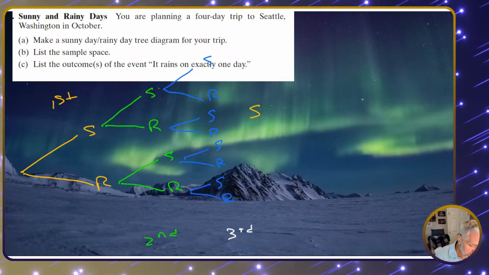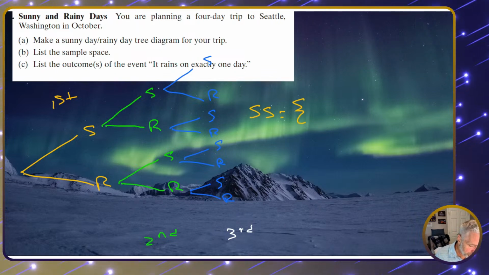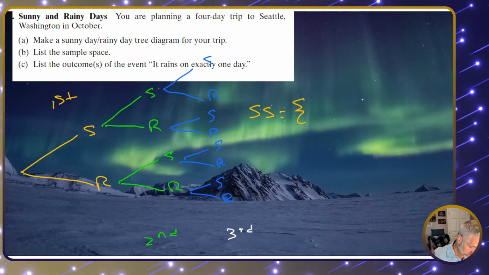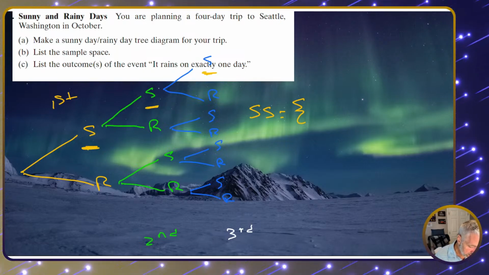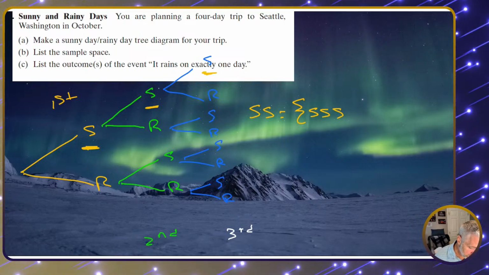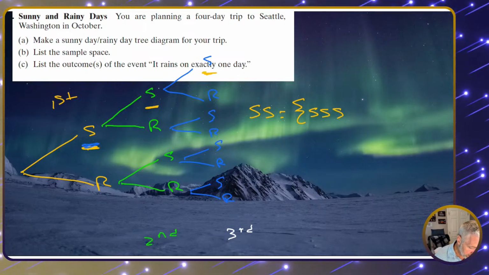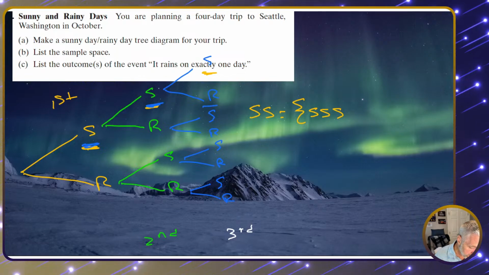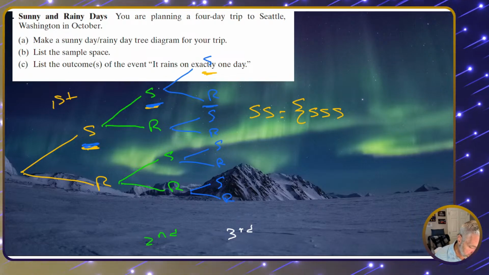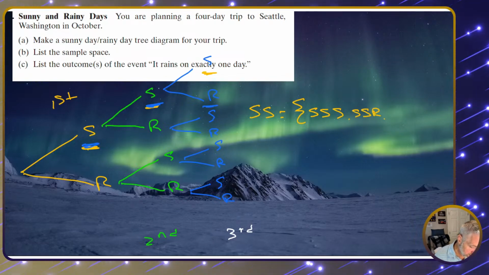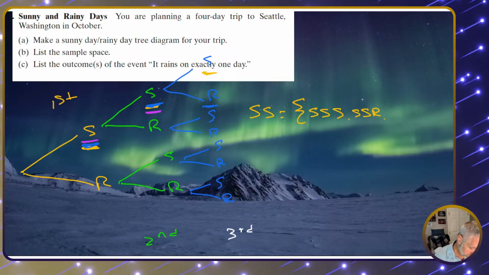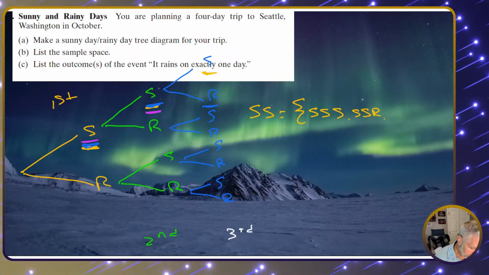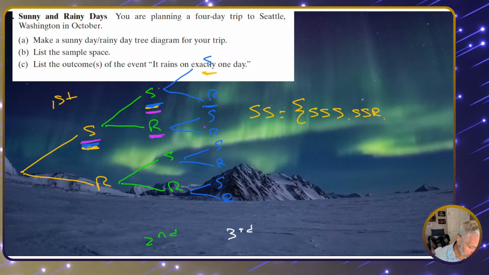So I've got the sample space is equal to, we'll start here, sunny, sunny, sunny. And then I'm going to have sunny, sunny, rainy. Then I'm going to have sunny, sunny. No, I'm done there. Sorry. Sunny, rainy, sunny.